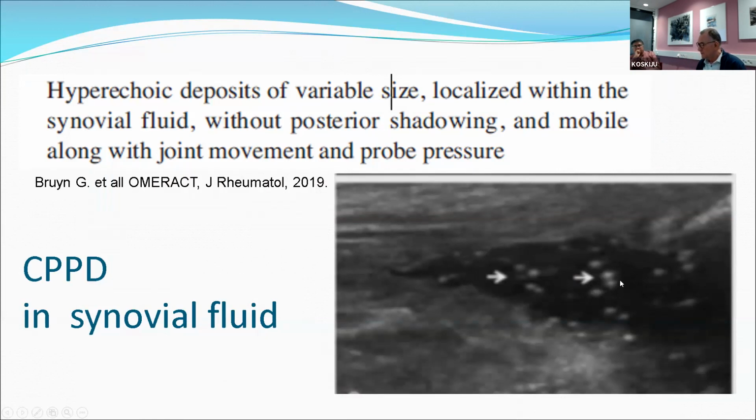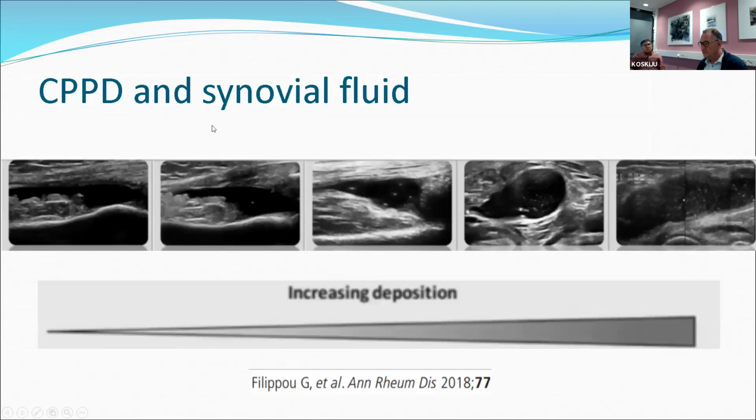They say that this could be CPPD, but I think that very often we see in patients with OA this kind of phenomenon. I would like to have more studies of this. CPPD and synovial fluid, according to Filippo, there's increase in deposition when we go from left to right. This is a nice way to I have these photos more later. But here we don't see, we see here probably some, and here are more. 1, 2, 3, 4, 5. Here are more in synovial fluid, and here are enormous amount of these tiny little white spots.